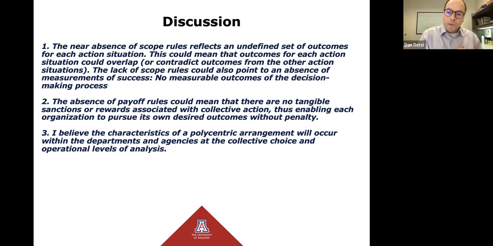So what it also tells me is that it enables an organization to pursue its own desired outcomes without penalty, or without sanction. So if one of the subordinate decision-making constructs comes out with an objective or a decision that is counter to another, especially a higher node, it doesn't mean that they're going to be penalized for it. There's no cost to them if they do decide to diverge.